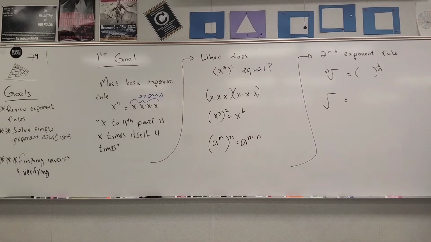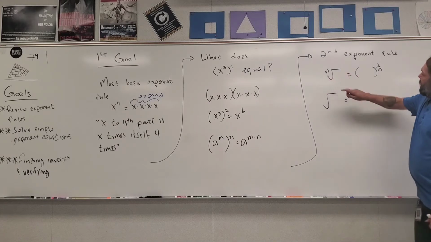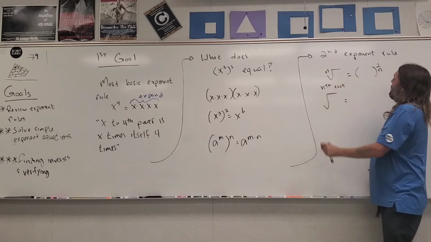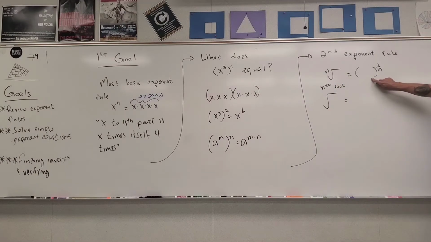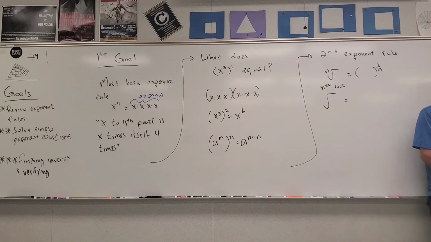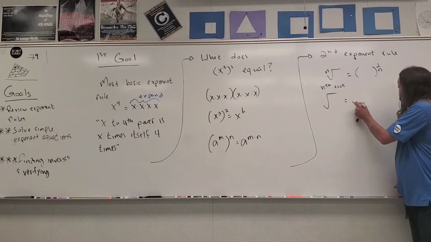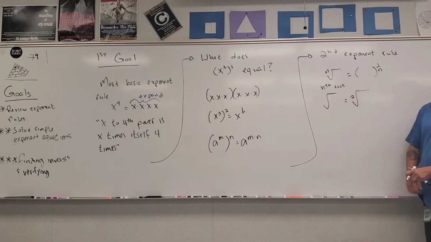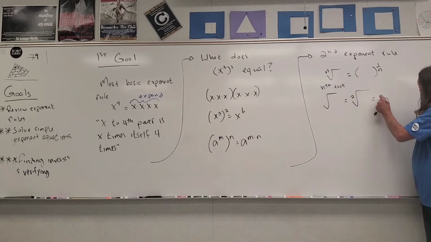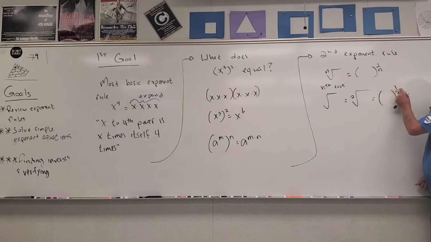This is really not in any particular order, but this is something we do need to understand. The nth root is equal to that value to the 1 over n power. Now, we deal with square roots. Square roots have a hidden nth root, and it has a hidden nth root of 2. And that actually, following this exponent rule, means that we get parentheses to the 1/2 power.